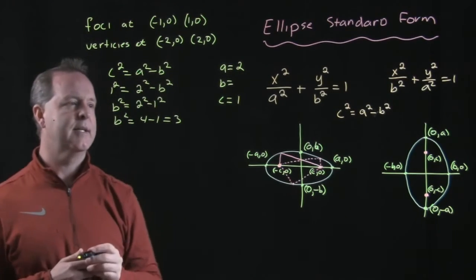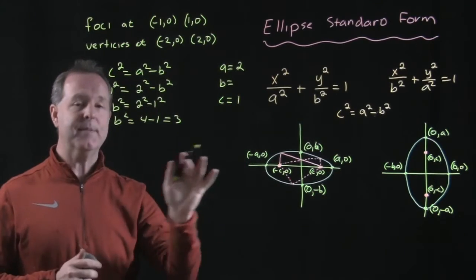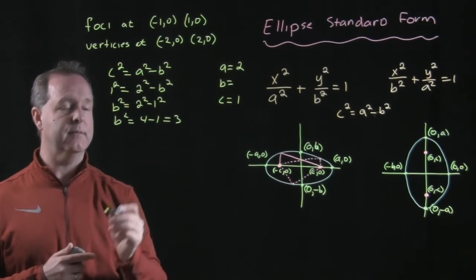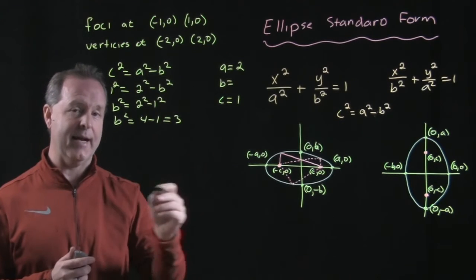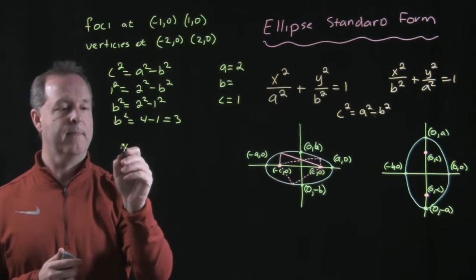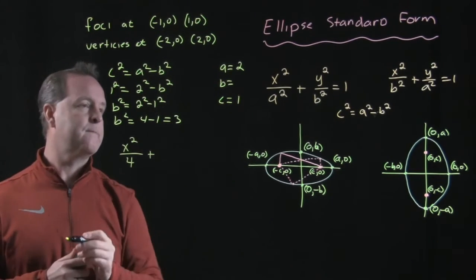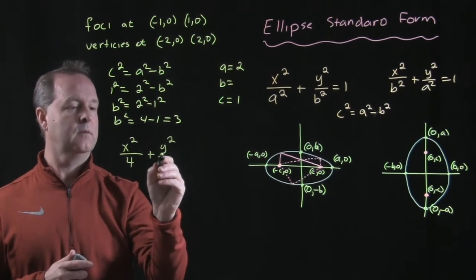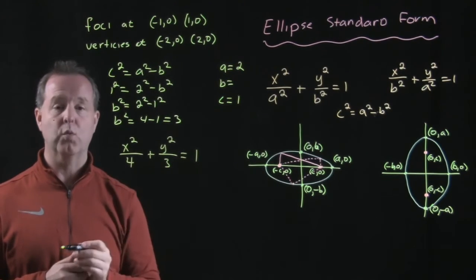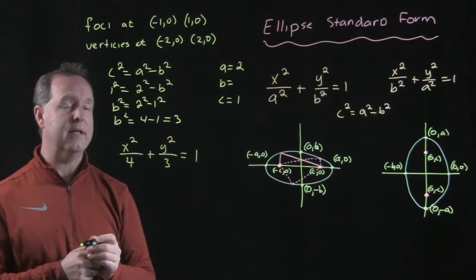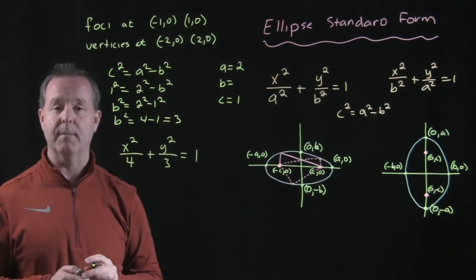B equals √3, but I don't necessarily need B. I need B squared. So to write an ellipse in standard form with this initial information, I understand that it was a horizontal ellipse, meaning that its major axis is along the x-axis, so it follows that form: x squared over A squared, A is 2, so that'd be over 4, plus y squared over my B squared, which is 3, equals 1. And we were able to derive the equation of an ellipse in standard form solely from understanding where our foci and our vertices were on one particular axis.